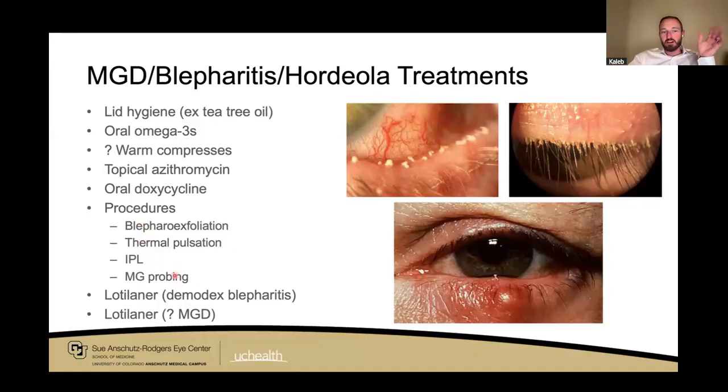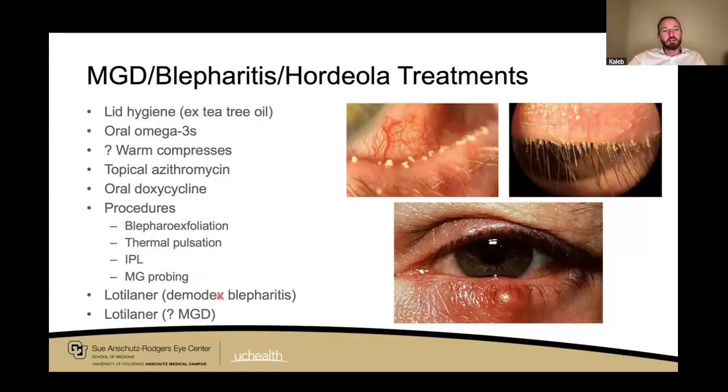If they have a lot of scarring, keratinization over the lid margin, I do meibomian gland probing sometimes in these cases too. Just a fair warning, if you do that, they will bleed because there are a lot more blood vessels there. You're going to nick a blood vessel. It's not a big deal, but just be prepared for that.